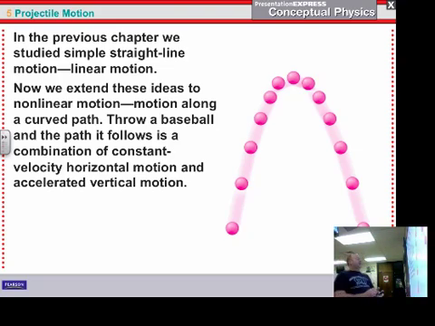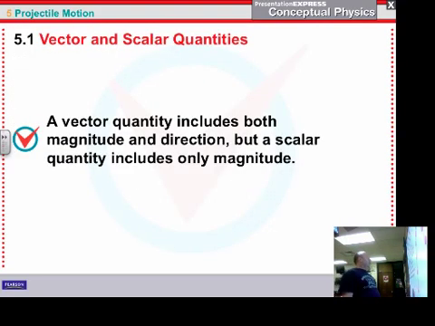In the last chapter, we studied motion in a straight line, and that was linear motion. And now we're going to talk about what happens if we throw a baseball, or do something where we've got a combination of two different paths put together.